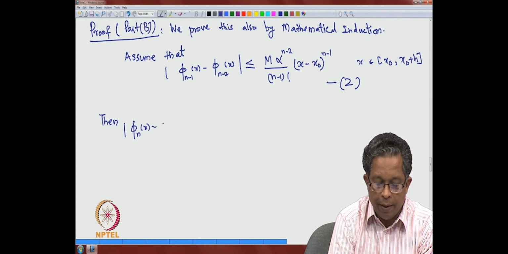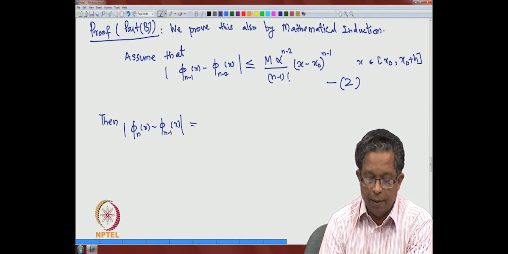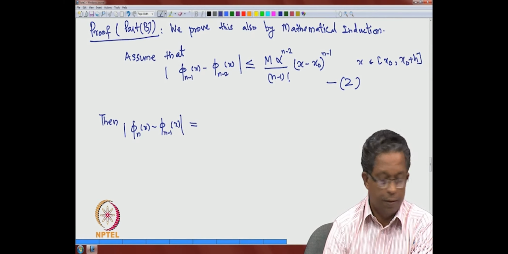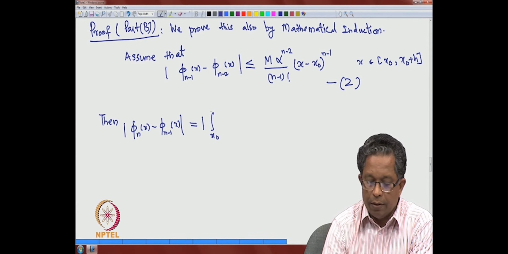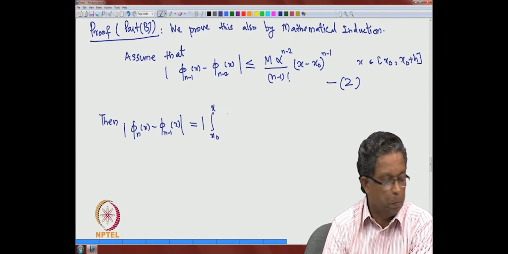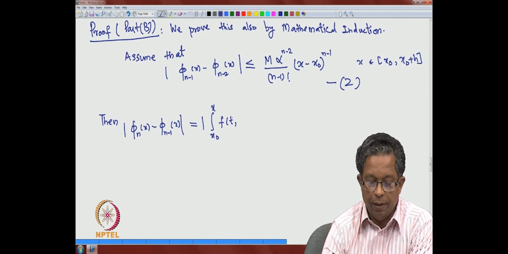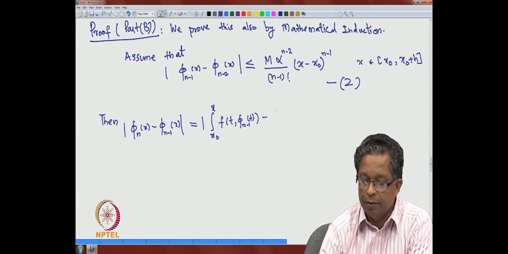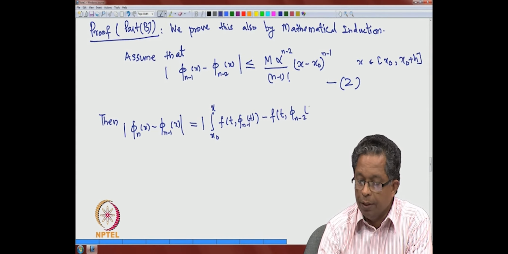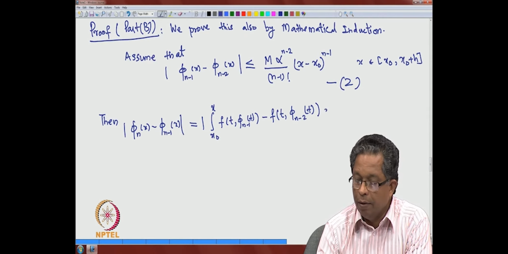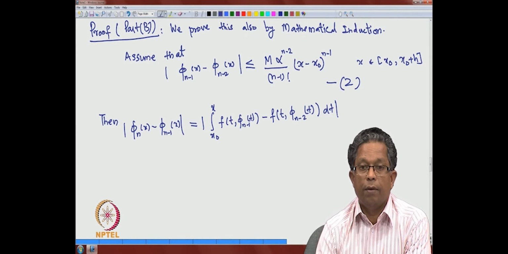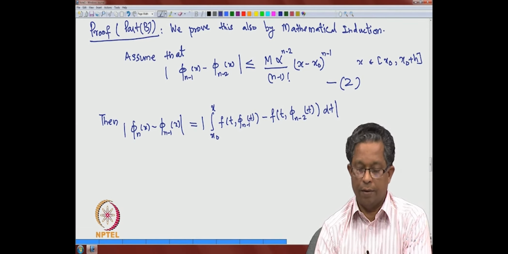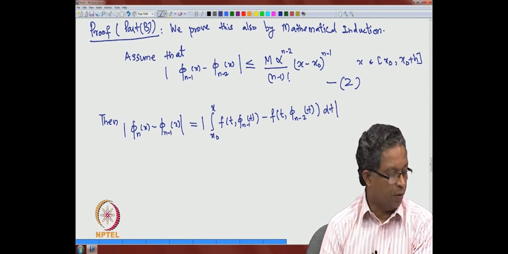Then phi n x minus phi n minus 1 x, by the definition of the iterants, is the integral from x 0 to x of f of t, phi n minus 1 t minus f of t, phi n minus 2 t dt. So, by the definition of the functions phi n. Good.